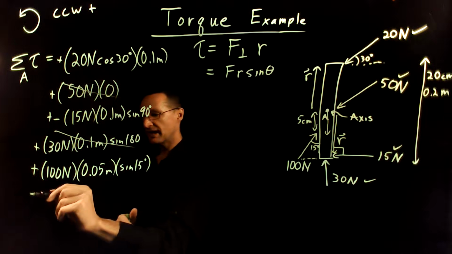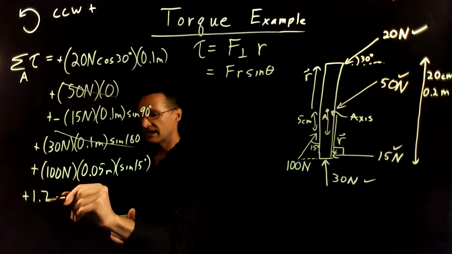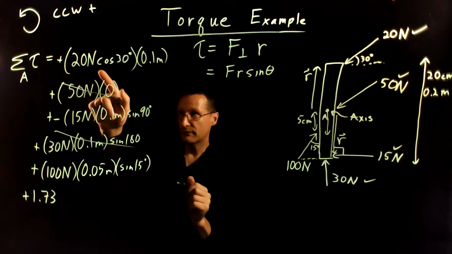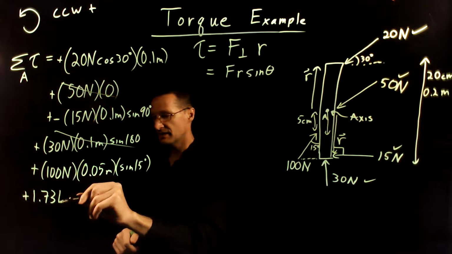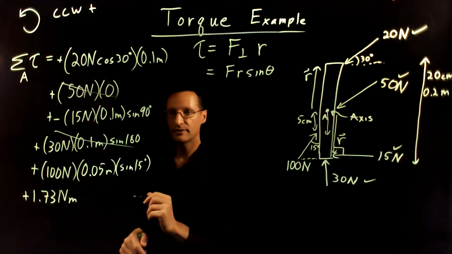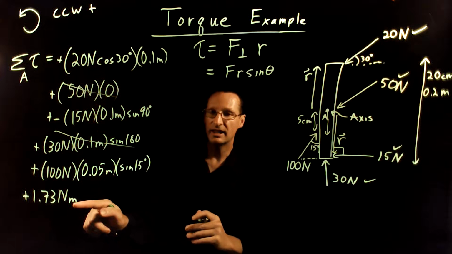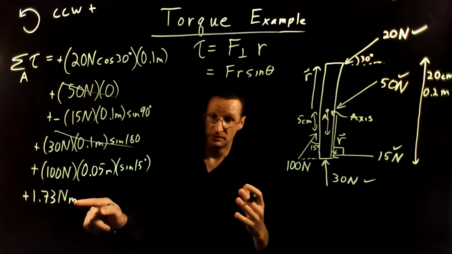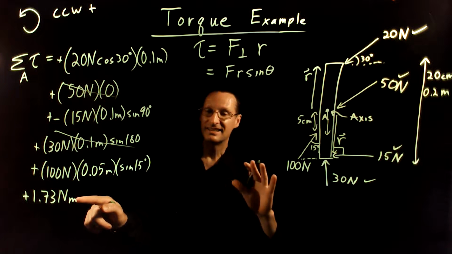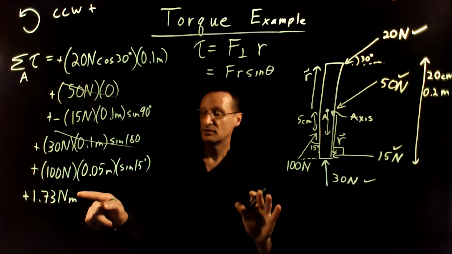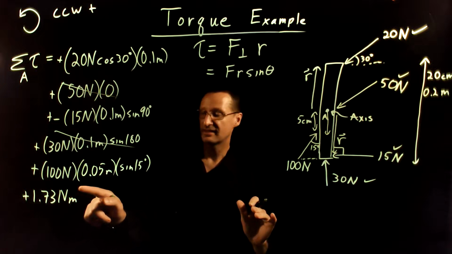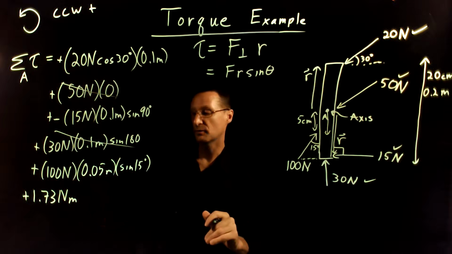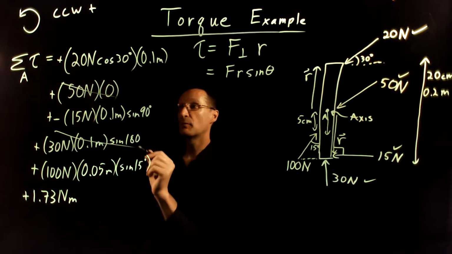If I take this one, that gives me 1.73, and the unit for this is newtons times meters, and I don't simplify those to any other unit. Notice that this is the same unit as energy, joules. However, it's not an energy unit, so do not simplify it to joules. Leave it as newton meters. That's a unit of torque. Okay, that's a positive 1.73.